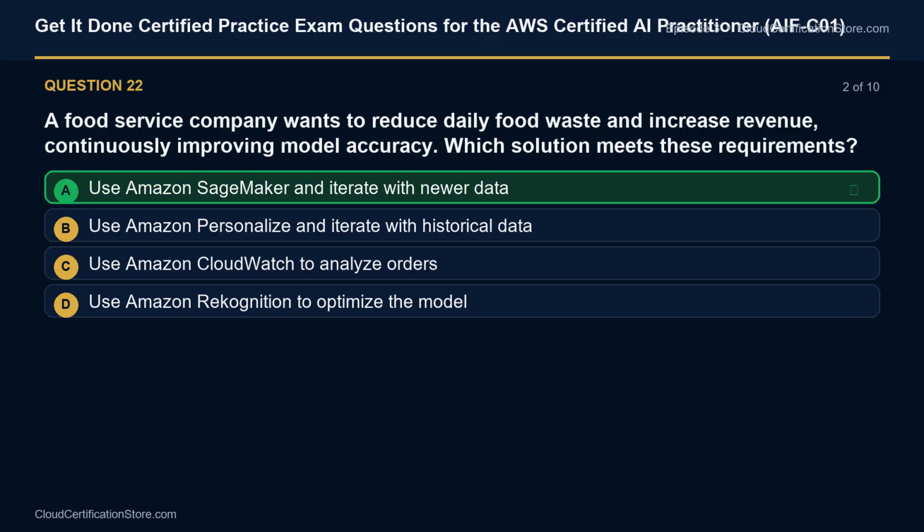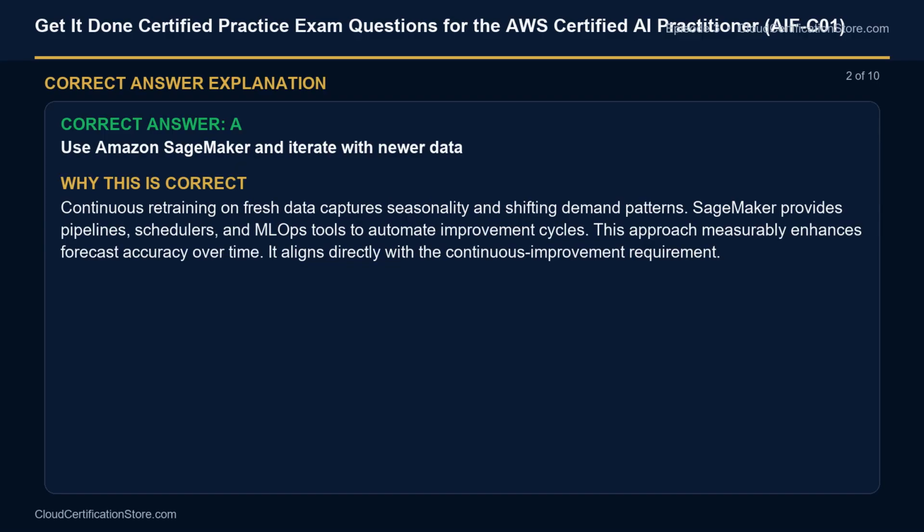The correct answer is A. Use Amazon SageMaker and iterate with newer data. Explanation. Continuous retraining on fresh data captures seasonality and shifting demand patterns. SageMaker provides pipelines, schedulers, and MLOps tools to automate improvement cycles. This approach measurably enhances forecast accuracy over time. It aligns directly with the continuous improvement requirement.